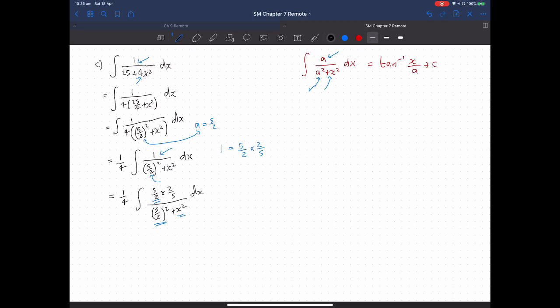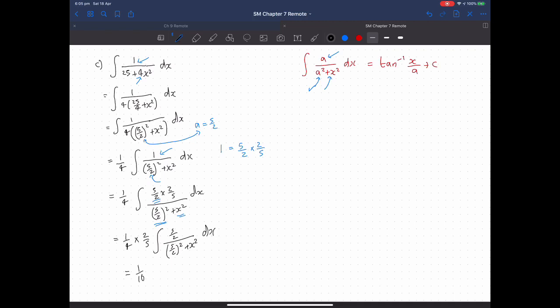Now 2 on 5 is a constant, so I can take that 2 on 5 outside the integral sign. So I now have 1/4 times 2 on 5, integral of 5 on 2 over 5 on 2 squared plus x squared dx. The 1/4 times 2/5 will give us 1/10.